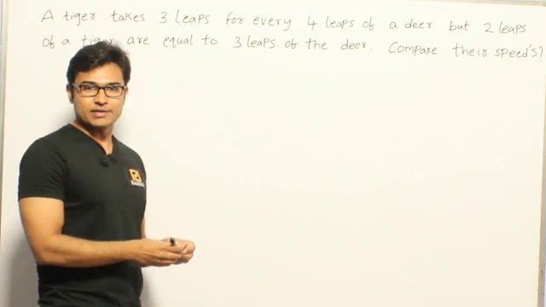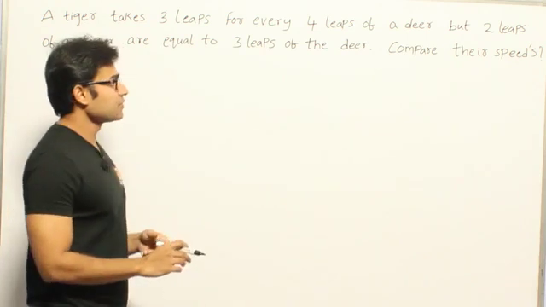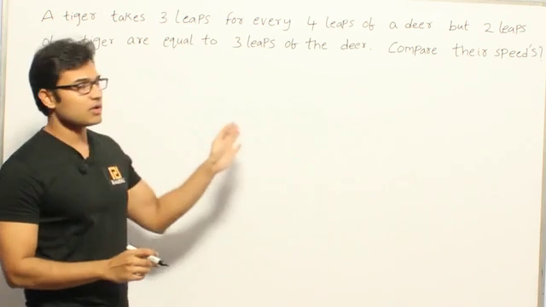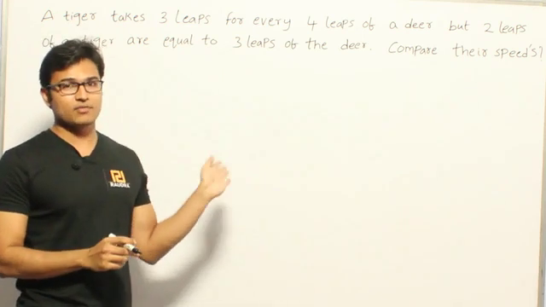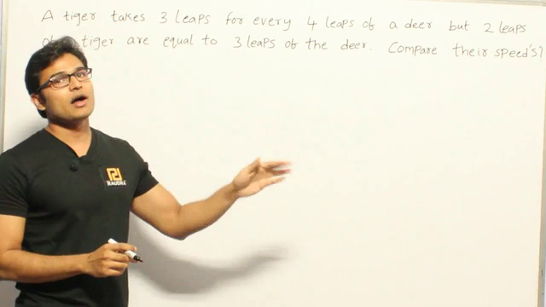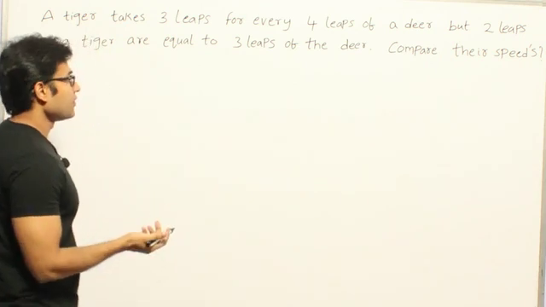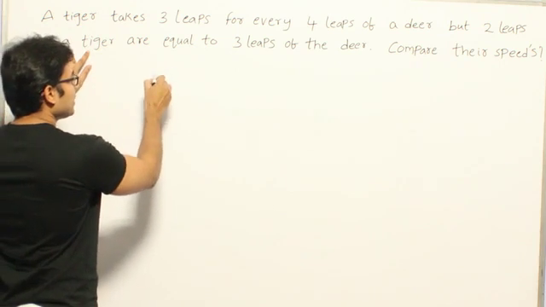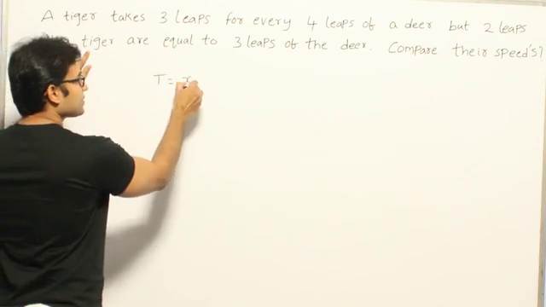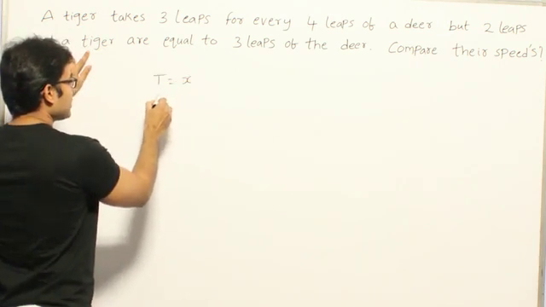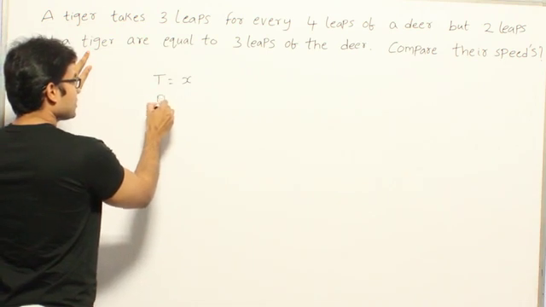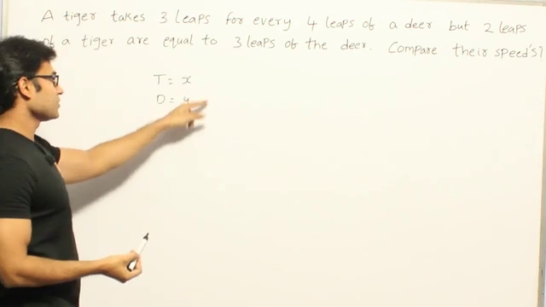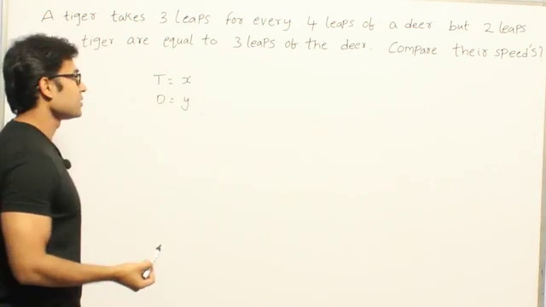One is tiger's leap and other is deer's leap. So leap means in one jump, right? So in one jump tiger will be able to cover some distance, but in one jump deer will be able to cover a different distance. So let us say the amount of distance that tiger will be able to cover in one leap is, assume that it is x, and similarly amount of distance that deer will be able to cover is, let us assume that it is y. Okay, you can either assume x meters and y meters, it doesn't matter here.